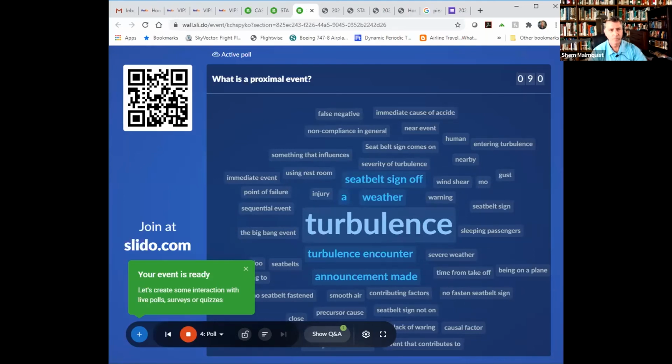So coming back to the whiteboard, what I'm going to do is just list. So we have proximate events, and I think people have identified, of course, flying along, turbulence encounter, and we have possibly seatbelt sign turned off.